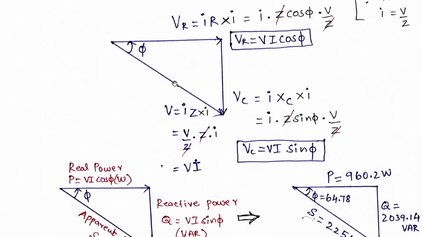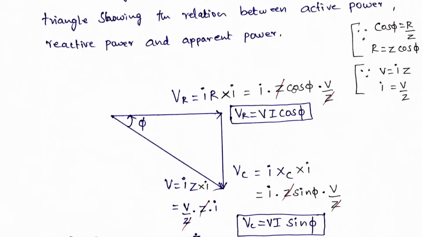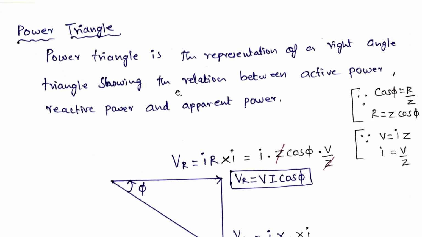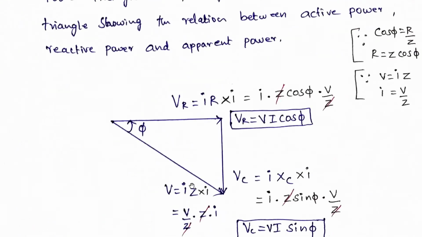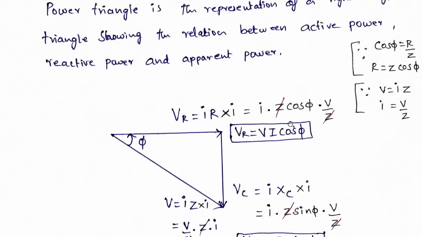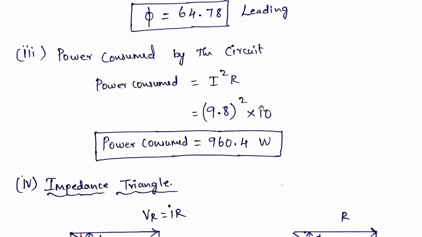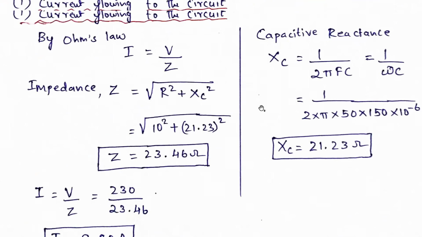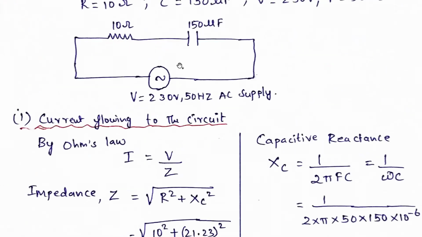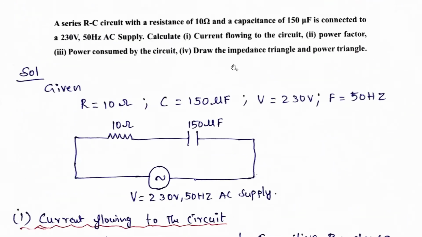So this is the explanation for the power triangle. From the impedance triangle only we are deriving the power triangle. Just multiplying I over here, and we are calculating this real power, reactive power, and apparent power. This is how you need to solve this problem. Very simple problem, just explained in a detailed manner, but easily you can solve and get the marks.